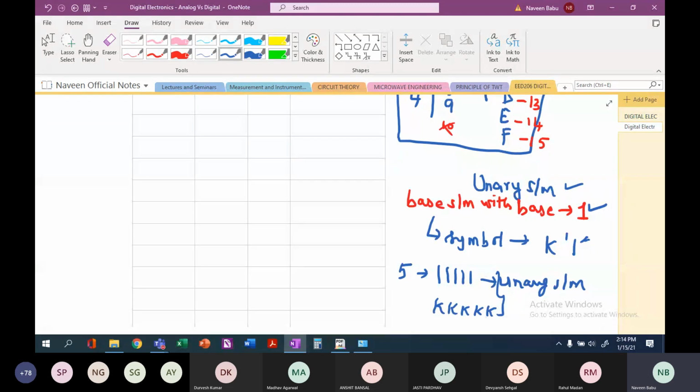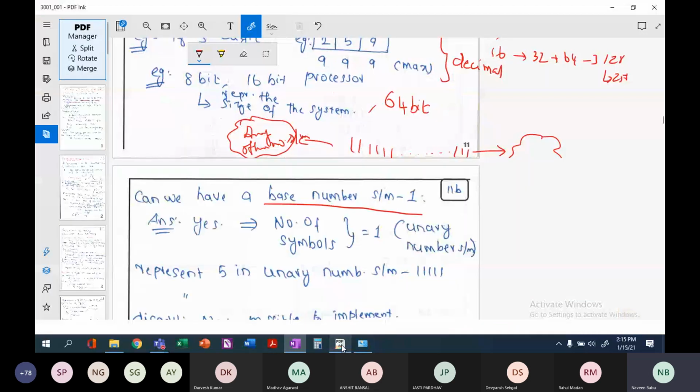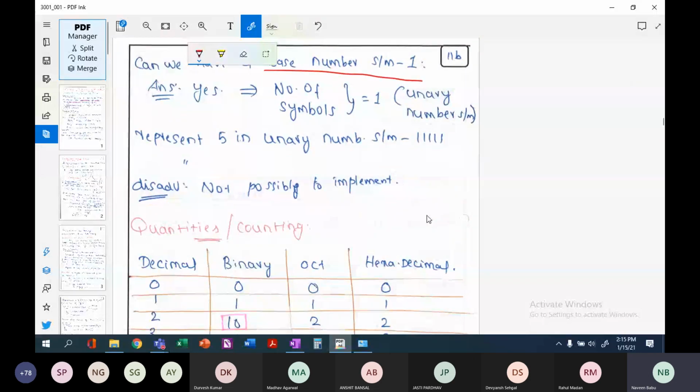But then why are we not using the unary number system? We are not using it because it is practically not possible to implement, right? So that is the problem here. That is the disadvantage of the unary number system.